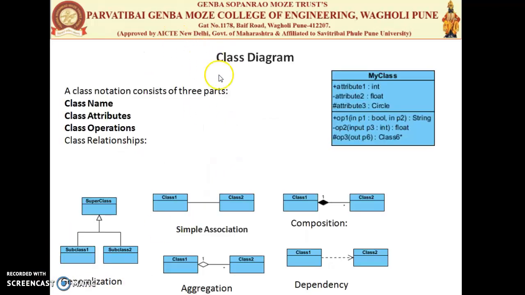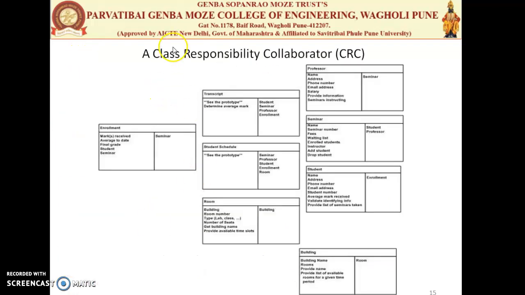In the next session we'll start with the class diagram and its associations, different associations and relationships. So I hope you have understood the class responsibility collaborators, that is the CRC cards. Sometimes there is a question in the examination to draw the CRC model for a particular system. So you have to identify the classes, the collaborators and the responsibilities for the particular classes, and according to that you have to draw the different cards in the system.